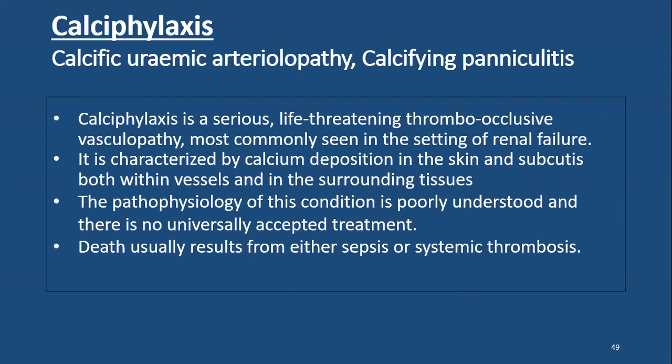Now we are going to discuss an important condition which is called calciphylaxis, also known as calcific uremic arteriolopathy. Calciphylaxis is a serious, life-threatening, thrombo-occlusive vasculopathy most commonly seen in the setting of renal failure. It is characterized by calcium deposition in skin and subcutaneous tissue, both within vessels and in the surrounding tissue. The pathophysiology of this condition is poorly understood, and there is no universally accepted treatment. Death usually results from sepsis or systemic thrombosis.